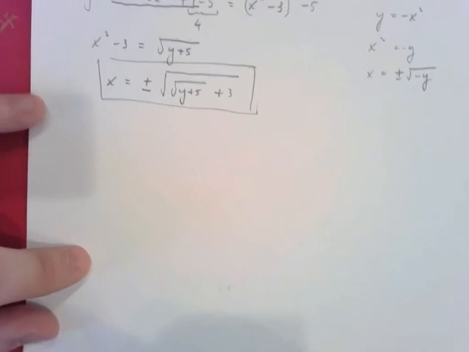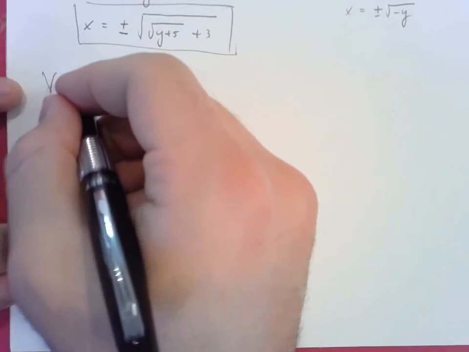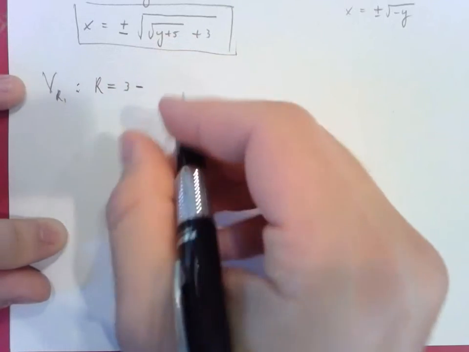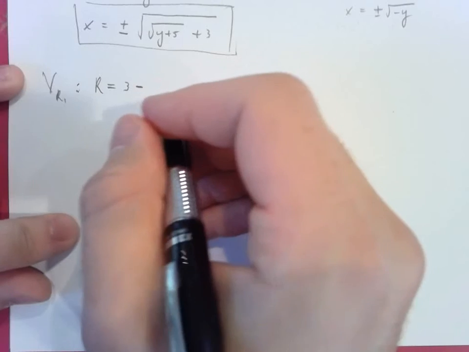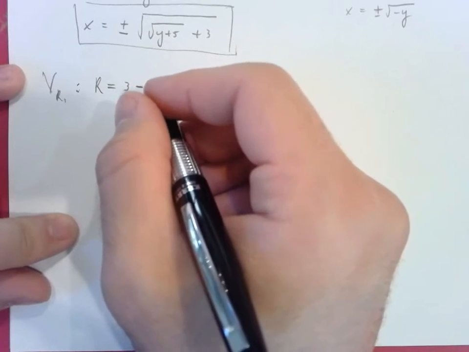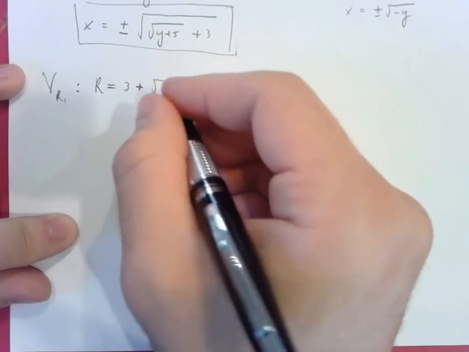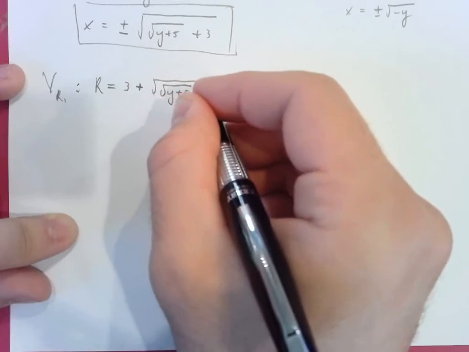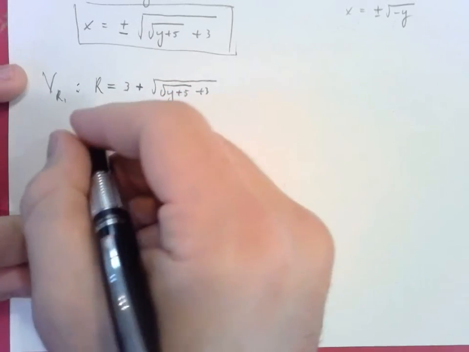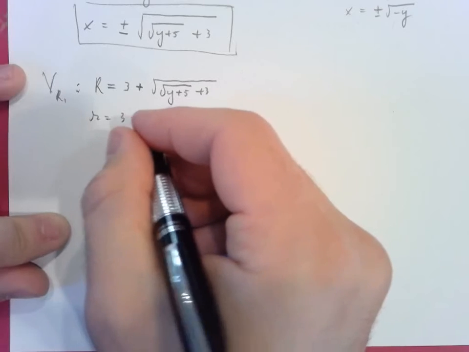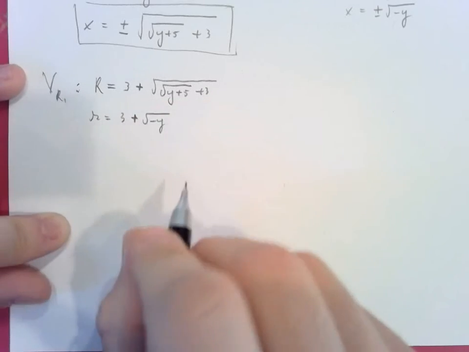So now for the volume of region 1, when I revolve region 1, notice that what I'll have is an outer radius that's going to be 3 minus the function, and the outermost function is the negative root, so it's going to be 3 plus the square root of y plus 5 plus 3, and the little radius is going to be 3 minus the negative root of negative y, right? So that becomes positive, just like so.